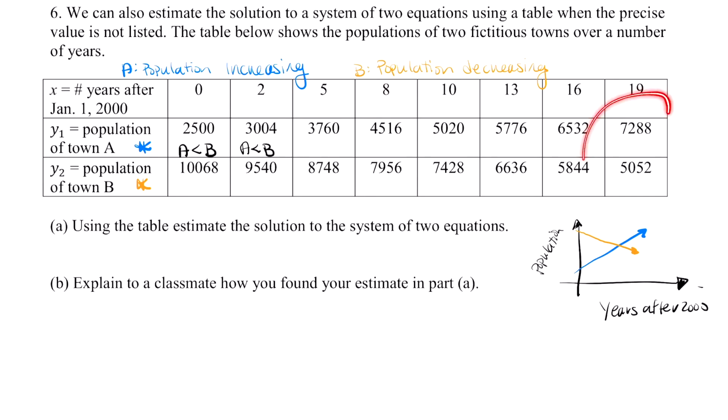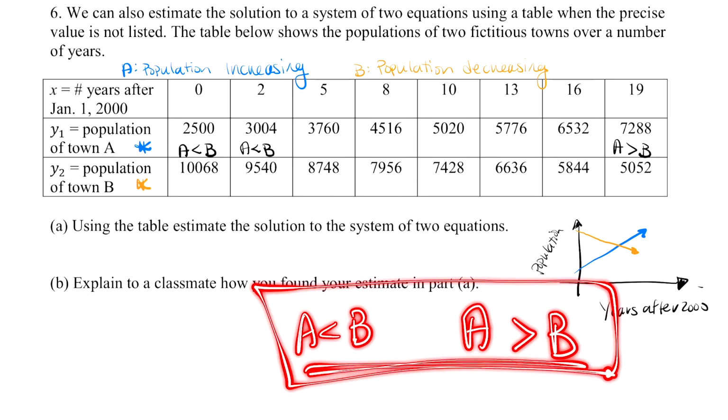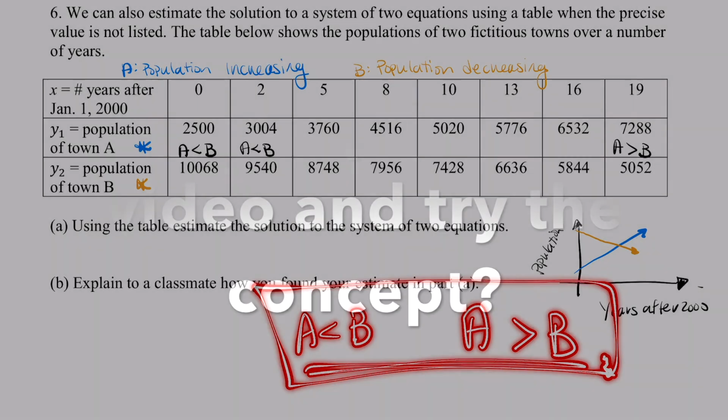If I were to go all the way here on the right, the population of A is larger than town B. So on the right, we're kind of in this section. And on the left, we're in this section. So take a moment and fill in these little gaps in this table with these inequalities. And what you'll notice at some point, you'll have an A less than B, and then the very next one will be A greater than B. And that's what we're looking for. We're looking for where this transition happens. So please pause the video and try this on your own.